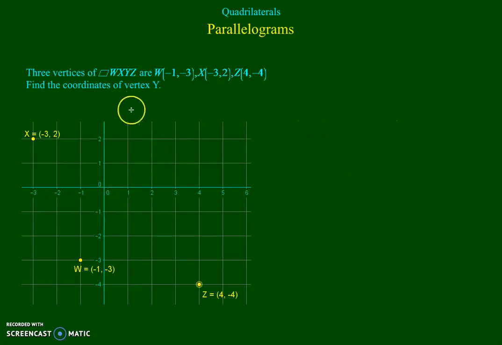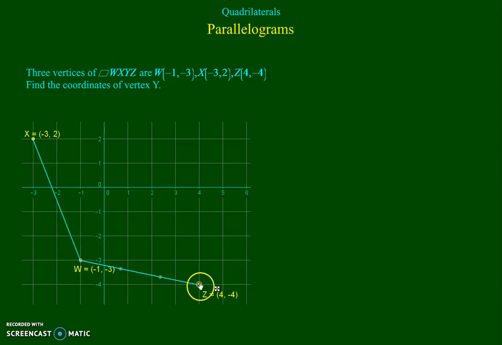In this example, we're given 3 of the 4 coordinates of a parallelogram, and we need to find the 4th coordinate, the coordinate for vertex Y. So first thing, I'm very visual, so I'm going to go ahead and draw in these existing line segments.